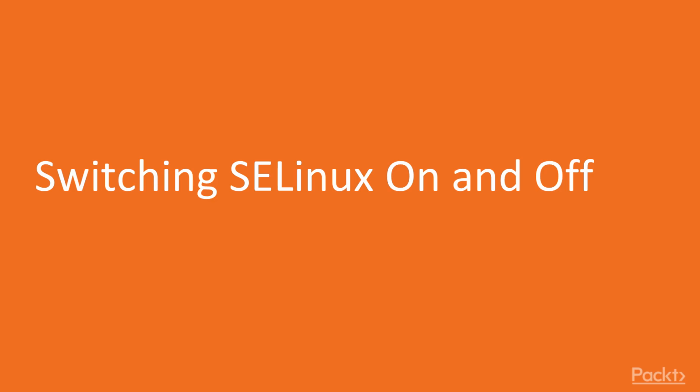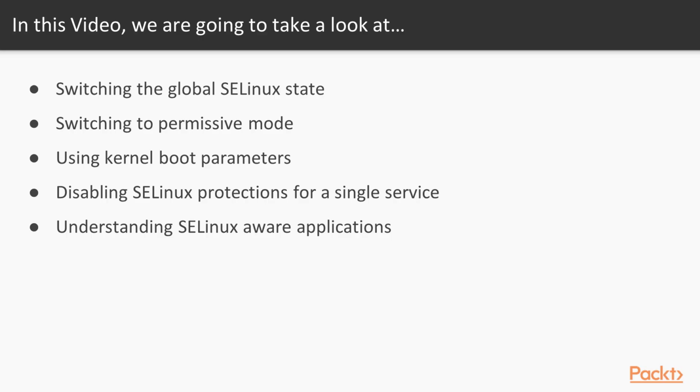Now we move on to the first video of this section that deals with switching SELinux on and off. In this video we're going to take a look at switching the global SELinux state and switching to permissive mode. We'll also learn to use kernel boot parameters and how to disable SELinux protections for a single service. Finally, we'll understand SELinux aware applications.